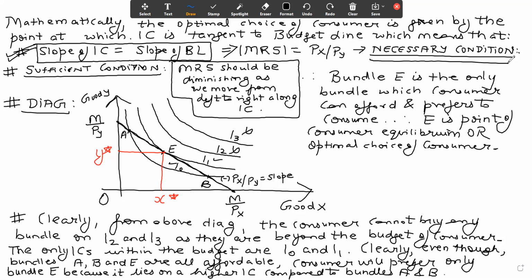So this is where I intend to stop in this particular lecture. We will now look at what will happen to the consumer's optimal choice when income changes or when price of any good changes. So we look at the impact of these changes on the optimal choice in the next lecture of consumer theory.